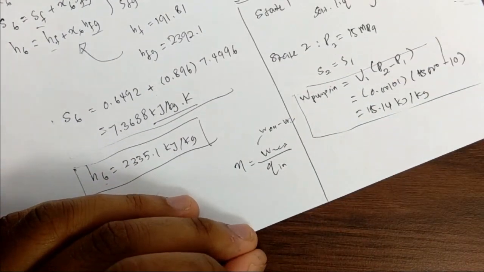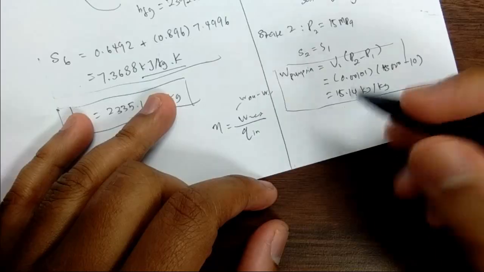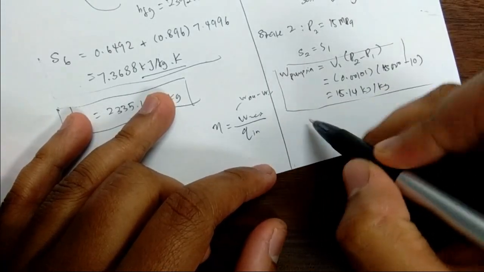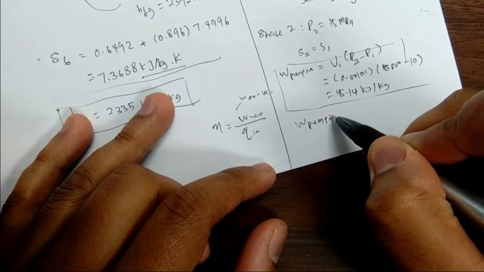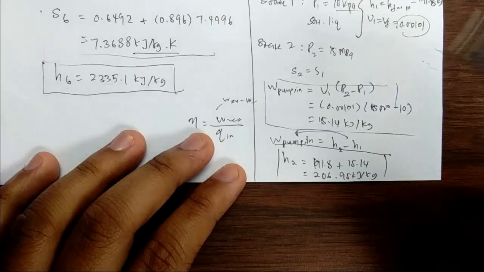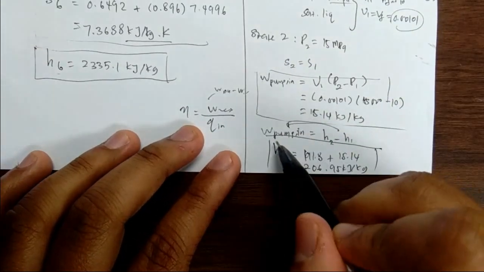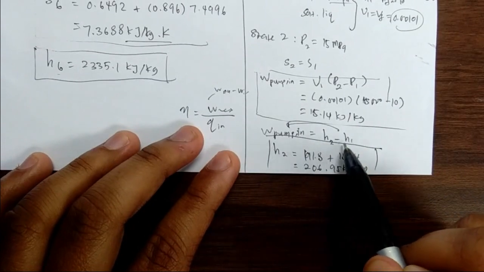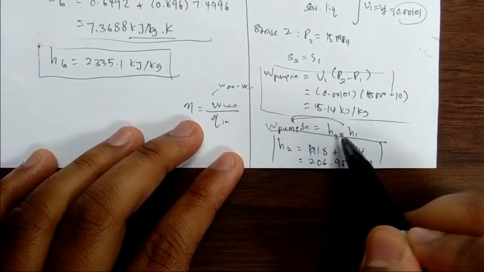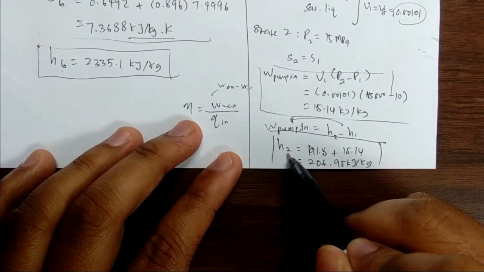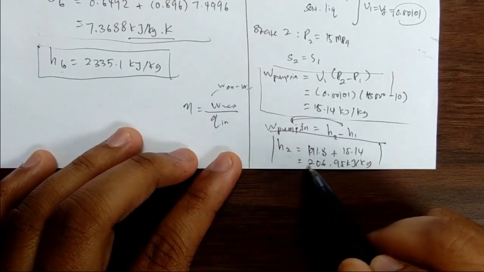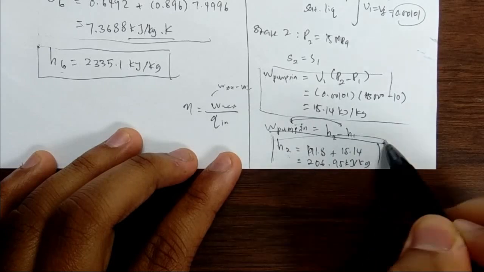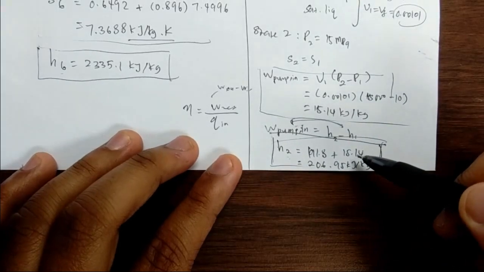Okay, next is to find the H2. From this equation, work pump in is also equal to H2 minus H1. So rearrange the equation, and you will get H2 is equal to H1 plus W pump in. So you will get H2 is 206.95. So save this value for the next calculation.